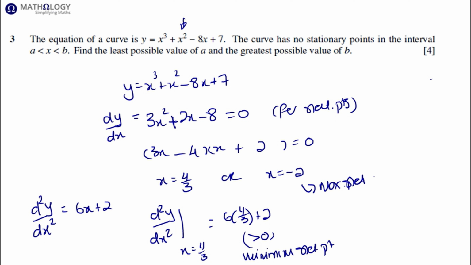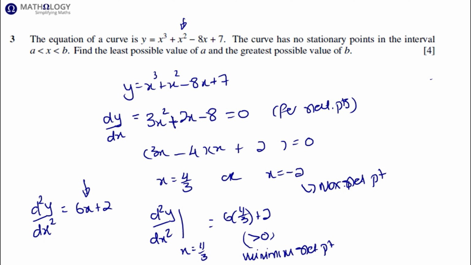maximum stationary point. Again, we can just substitute minus 2 into the second derivative. We have minus 12 plus 2 is minus 10, so we will have a maximum stationary point because the second derivative at x equals minus 2 will be less than 0. So we've got a maximum at minus 2 and a minimum at 4/3.